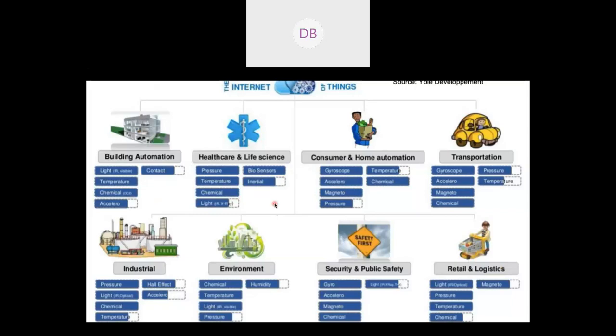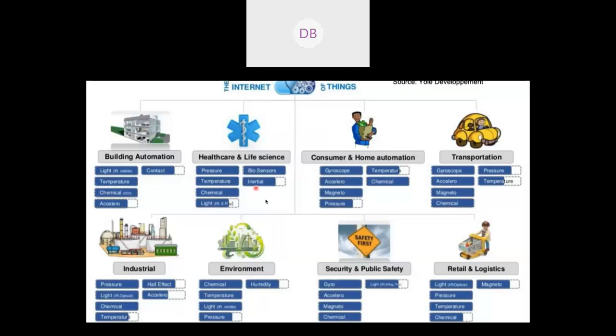If you see the health and life science applications, sensors play a very important role. The sensitivity expected in the sensors used in healthcare and life sciences is very high, and we'll be talking about these things later on with some applications also. Then we have consumer and home automation applications, where sensitivity will not be much of an issue, and a sensor failure is not a big issue.